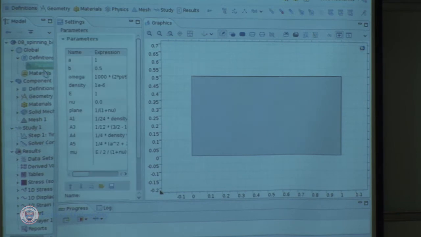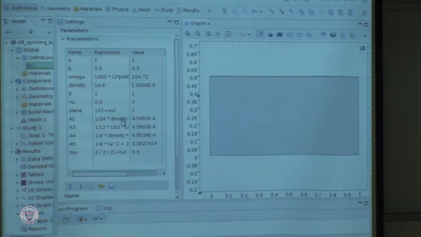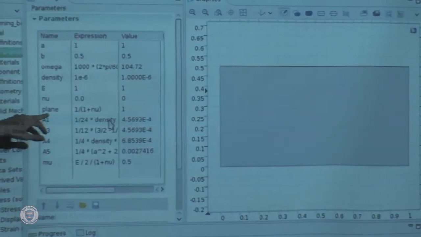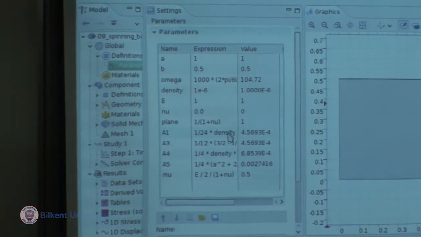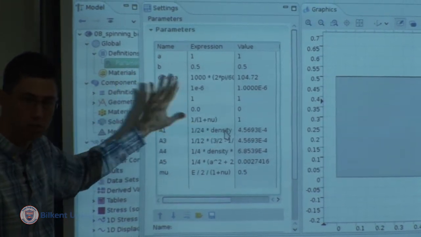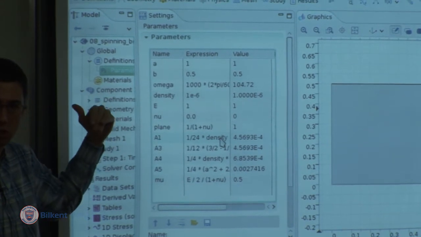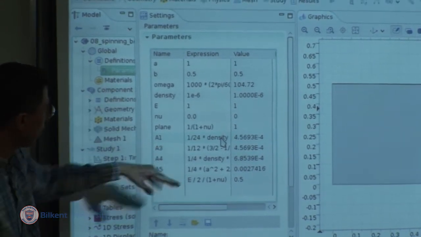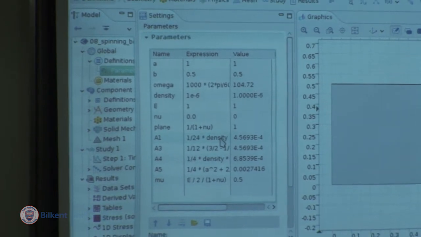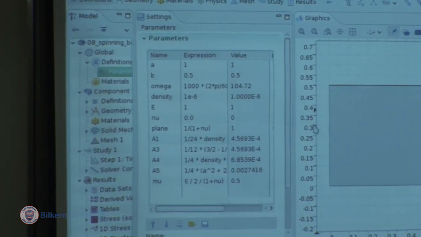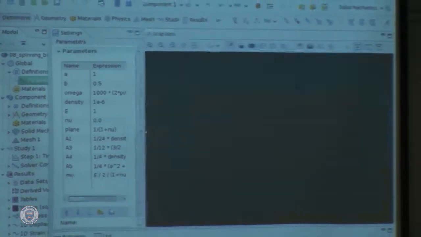And so what I've done here is, you will see a comparison with the analytical solution. For the analytical solution, I went ahead and entered the expressions for all of these constants, A1 through A5. The parameter plane indicates omega. So plane will take a value of 1 over 1 plus nu if it is plane stress, so I start with a plane stress setting, and it will be 1 minus nu if it is plane strain. So everything reflects the parameters of the analytical solution, so that when I vary the parameters, I can immediately compare with the analytical solution to see how well my analytical approximation is doing.